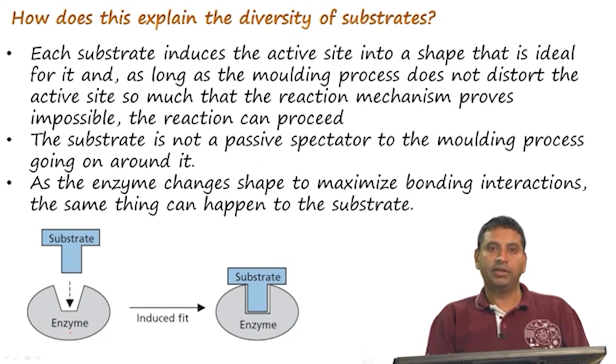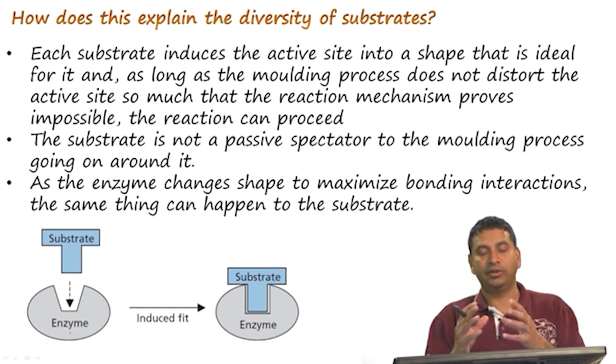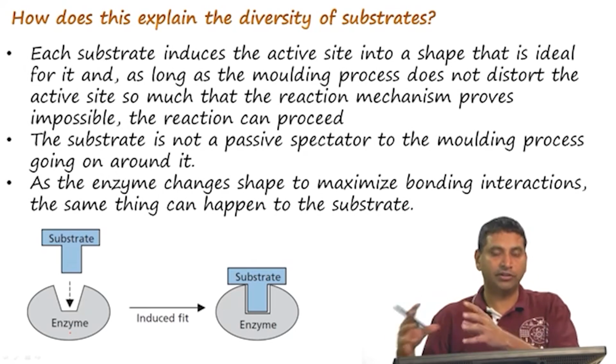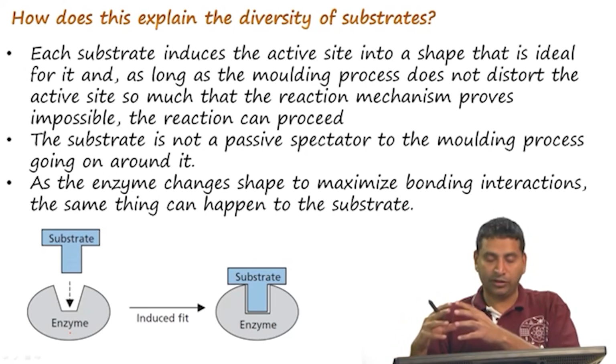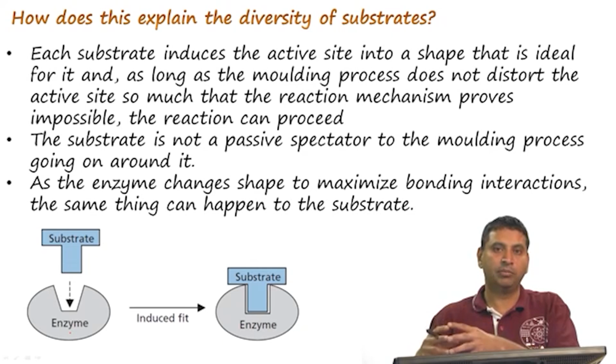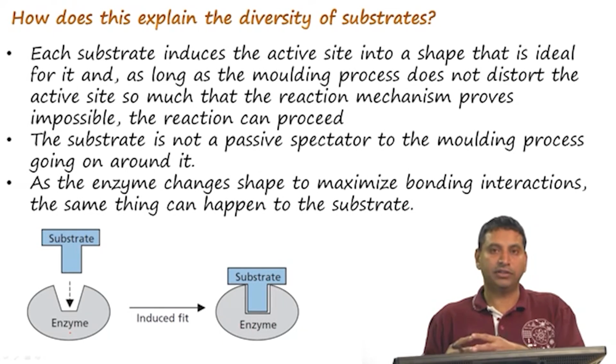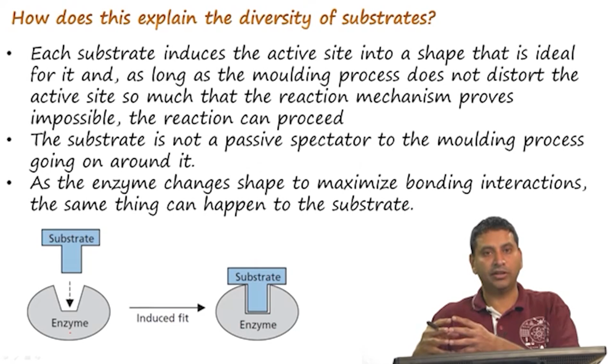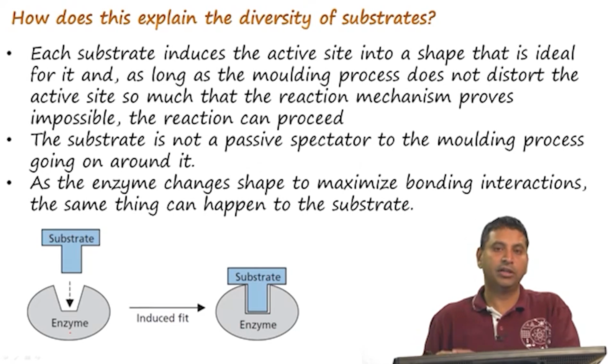So, how does this explain the diversity of substrates? Each substrate induces the active site into a shape that is ideal for it, and so even with a different substrate, one can have the same effect, or the same or similar binding, because this is a molding process, and this molding process does not distort the active site. So, the reaction mechanism happens quite consistently even if the substrate is different.